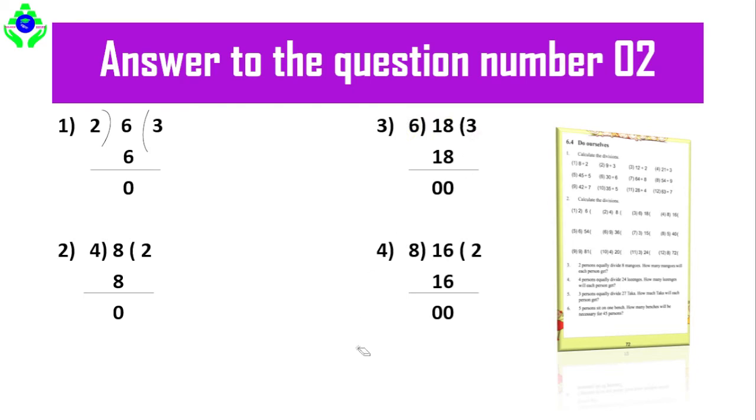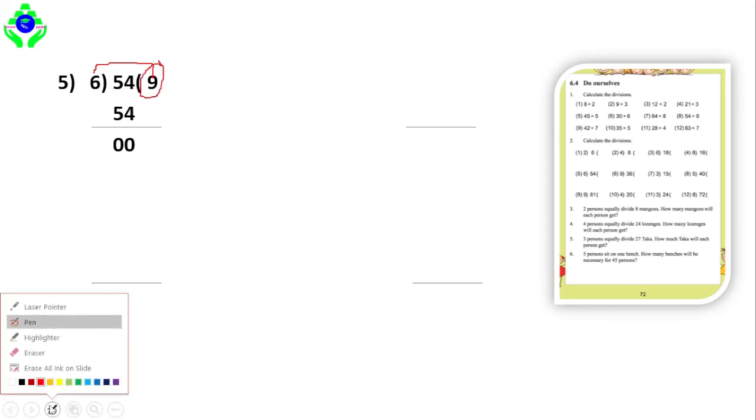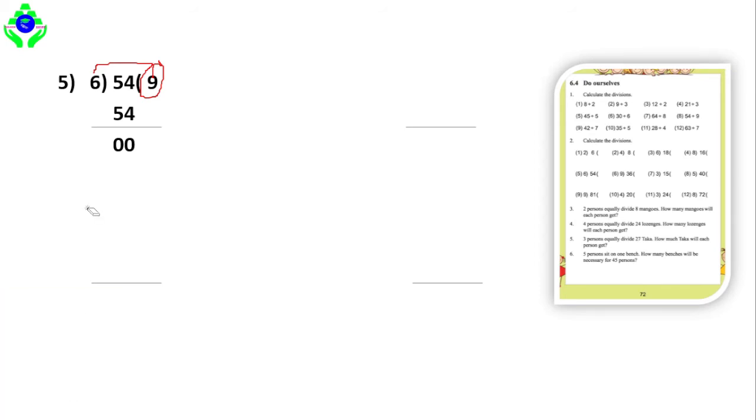Now, if we see question number 5, the question is 6 divided by 54 is equal to what? It's also very easy. First of all, we need to think that if we multiply this 6 with this 9, we can find 54. After that, 4 minus 0 is equal to 0, and 5 minus 0 is equal also to 0. So the answer of this question will be 9. It's also very easy that 6 into 9 is equal to 54. If we subtract this 54 from this 54, the answer will be 0.